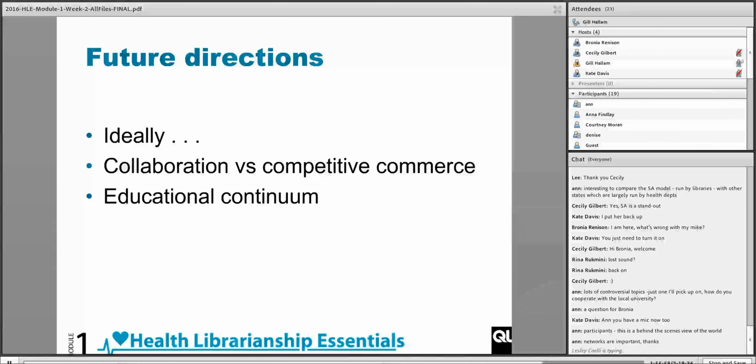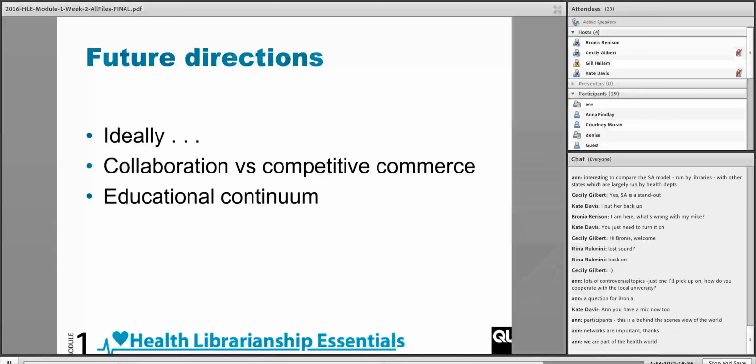And that obviously builds your understanding of the services that are needed as well, or that interaction with the different cohorts of people that are involved in the whole thing. So that's great. Good. Yes, as Anne says, we are part of the health world.